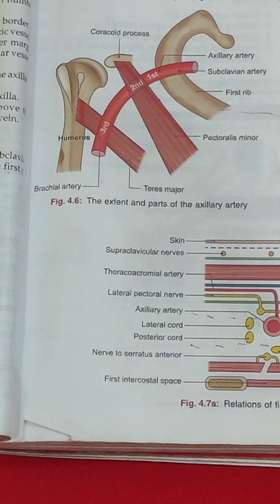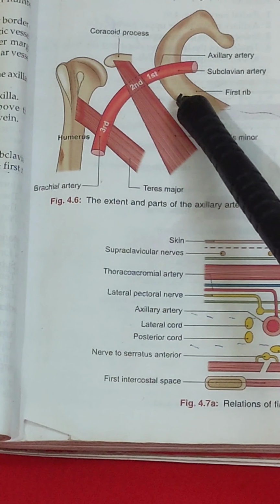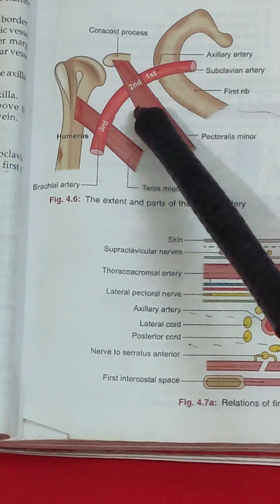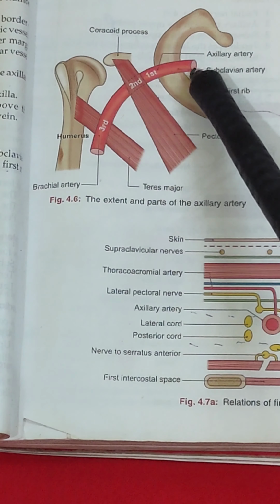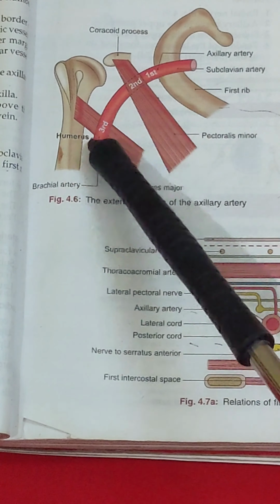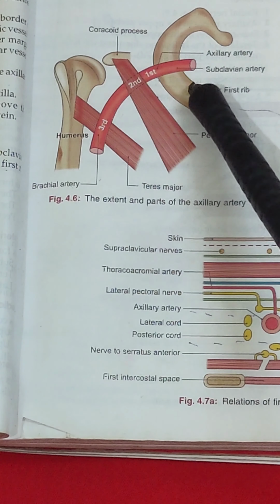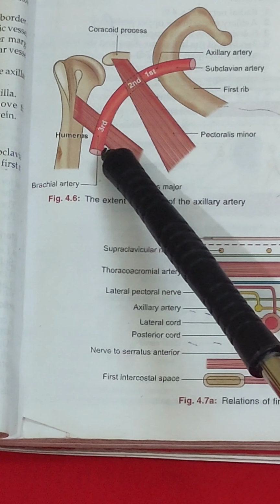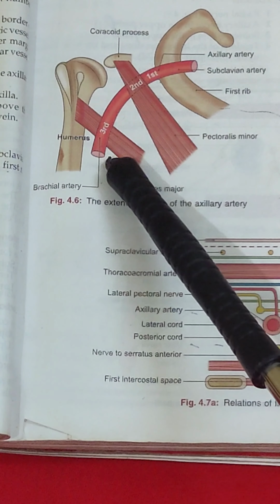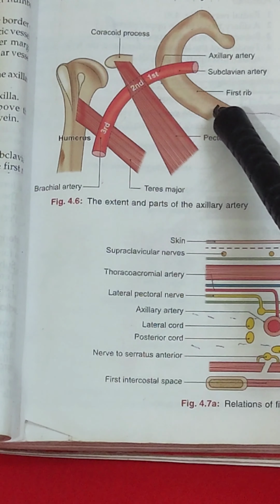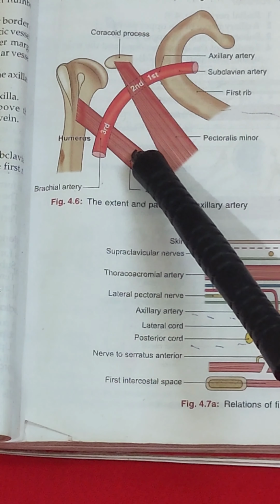Okay, now let me explain you with the help of this diagram. So the first point is that the axillary artery is a continuation of subclavian artery. So this is the subclavian artery and this is the axillary artery. So the axillary artery is the continuation of subclavian artery and then it continues below as brachial artery. Okay, coming to the next point. This is the first rib and this is the teres major muscle.